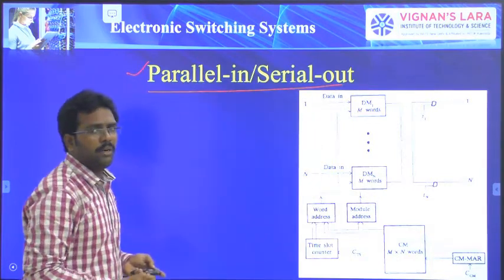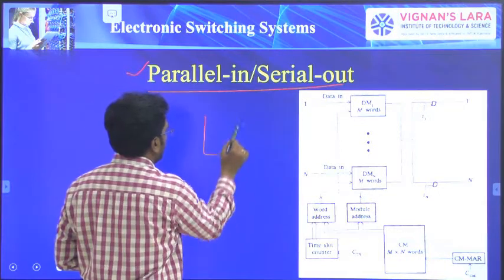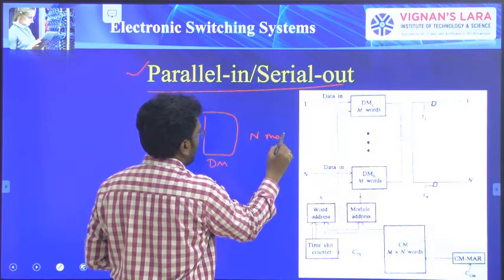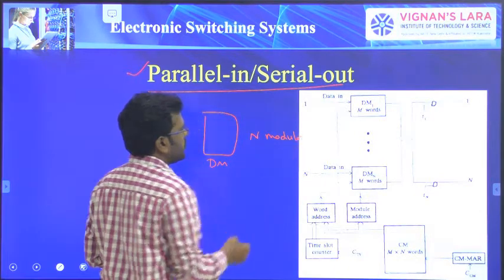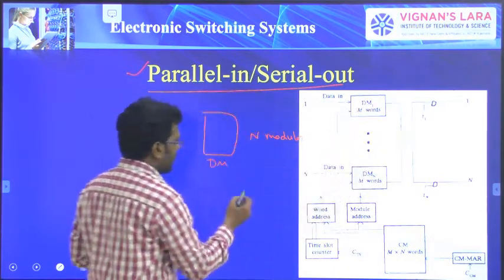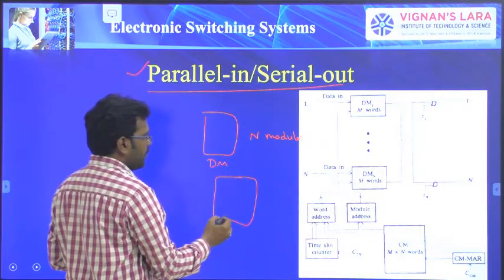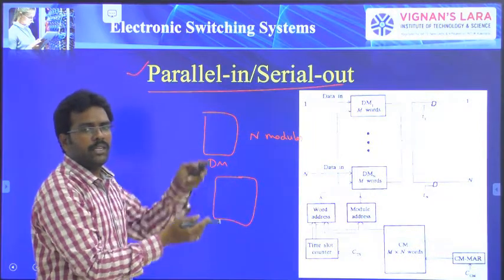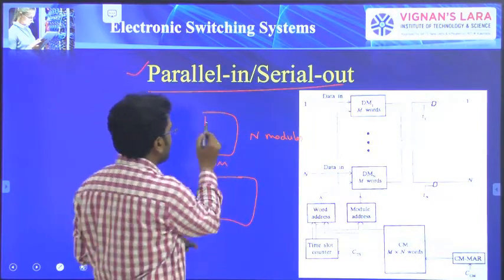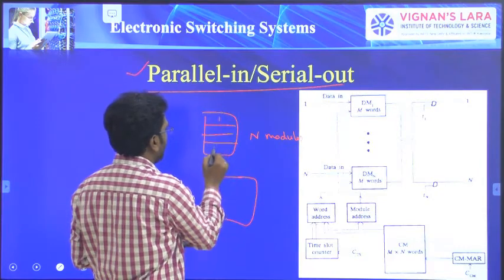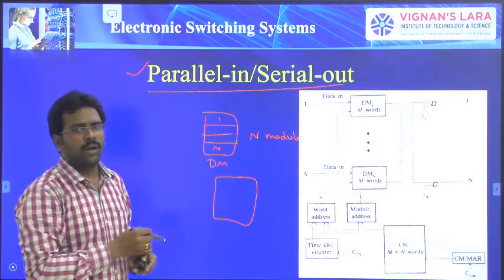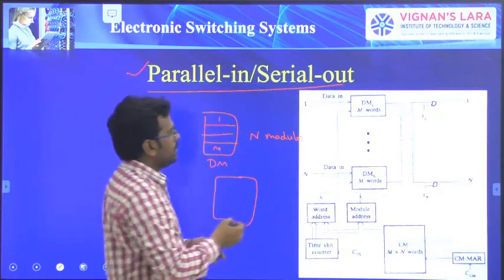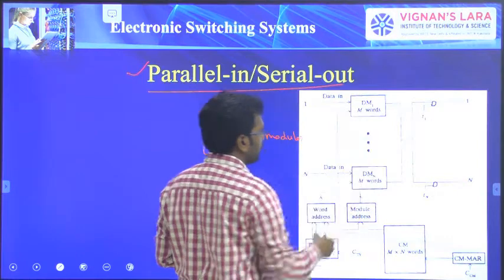The idea here is you have to divide the data memory into n modules, and each module contains one inlet. In the previous case, it has only one data memory, but in this case we are going to divide the data memory into n modules, and each module contains m locations. Each module contains one location. It refers to one frame. Okay, so this is the structure to follow.